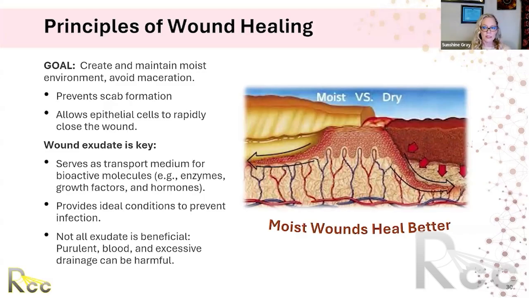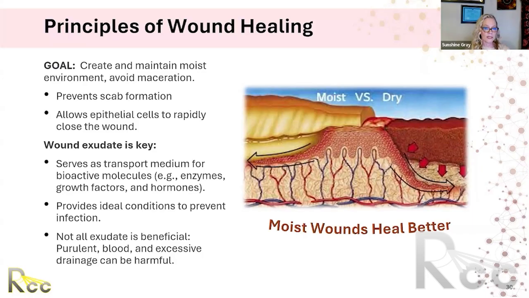So moist wound treatment is known to prevent the formation of a scab, which allows epithelial cells to spread horizontally and outward through the thin layer of the wound. And so the main thing that I want you to recall here is that wound exudate is key. It's the transport medium for everything that we need to heal and provides ideal conditions to prevent infection.